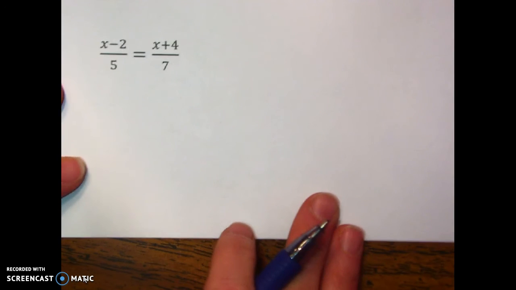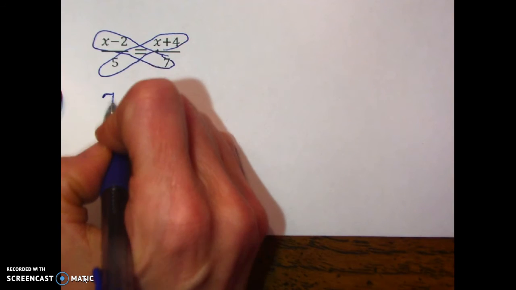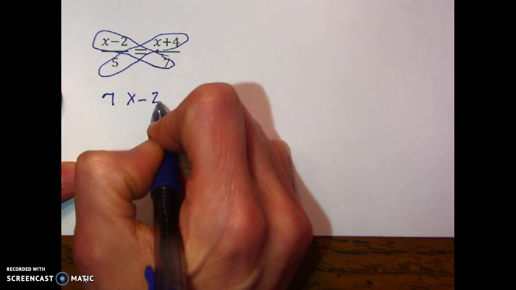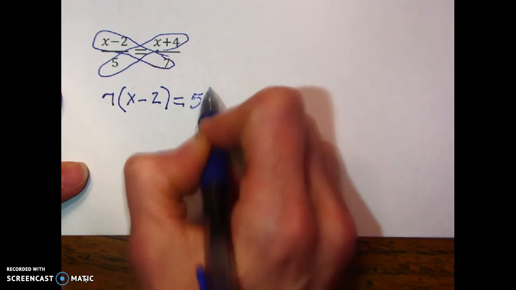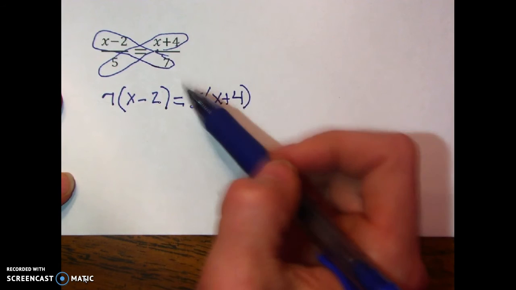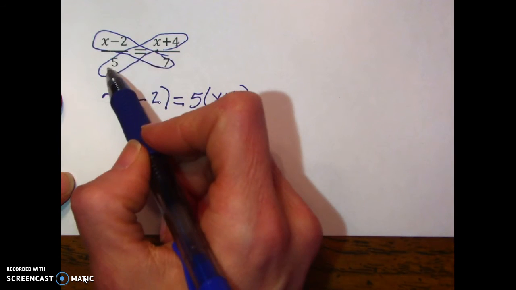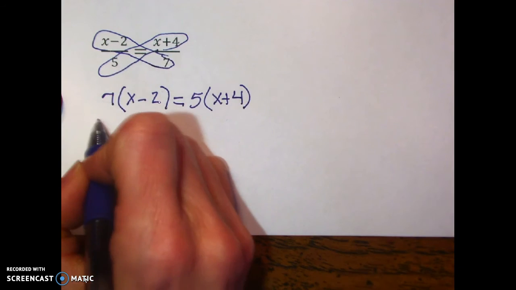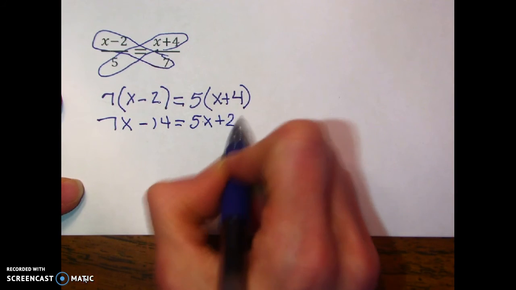Now, here's the doozy. We're still going to cross multiply, but what are we going to have to do when we cross multiply these? It is 7 times the x minus 2, not just 7 times the x, 7 times all of it, and 5 times the x plus 4. So what are we going to have to do? We're going to have to distribute to everything. So the 7 has to get distributed to the x and the 2 there. The 5 has to get distributed to the x and the 4 there. So this will be 7x minus 14 and 5x plus 20.